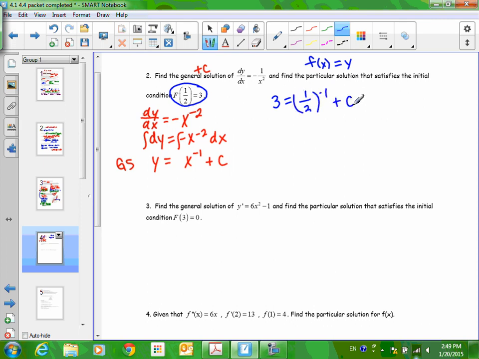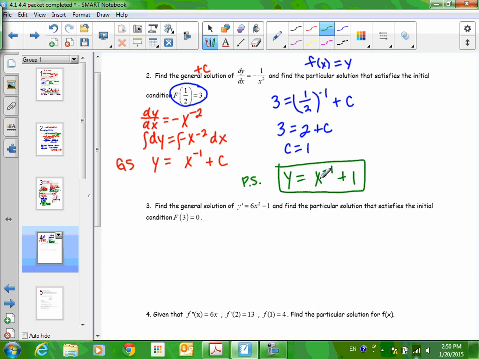So then the next thing is, okay, well, what is 1/2 to the negative 1? Well, remember, a negative power means reciprocal. So that becomes 2. So 3 equals 2 plus c, and then c equals 1. And this is great. It's not my final answer. My final answer, which is the particular solution, is y equals x to the negative 1 plus 1. If you wanted to, you could rewrite this x to the negative 1 as 1 over x. And in a multiple choice question, they might do that, okay? Have that as an answer. How could you check this?